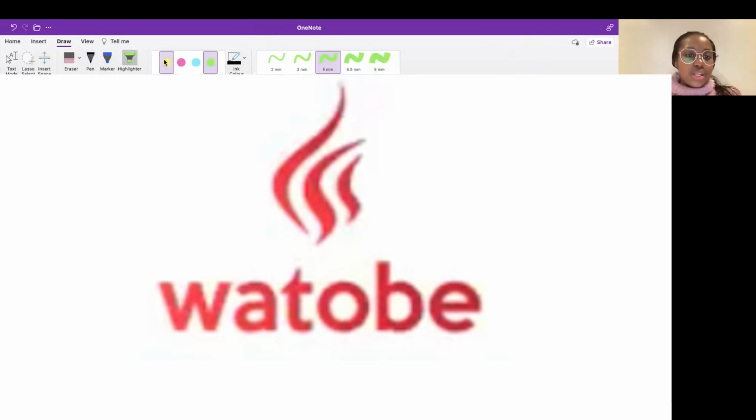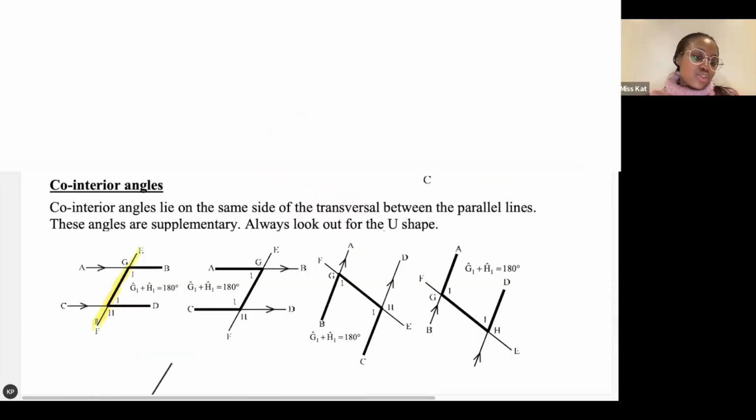Now, for everyone who wasn't in our other classes, this is a transversal over here, the one line that cuts through the two parallel lines. That would be our transversal. Okay, so co-interior angles are on the same side of this line. Look here, we're looking at G1 and H1. So they're on the same side of the transversal and between the parallel lines. So in the middle of the parallel lines, you see, they're not on the outer parts, they are between the parallel lines. These angles are supplementary.